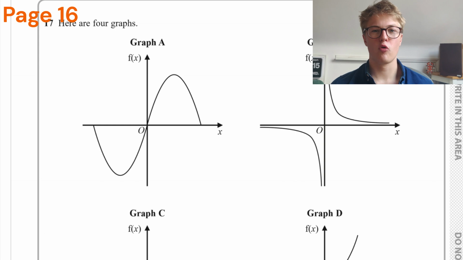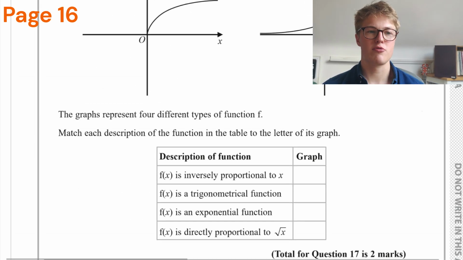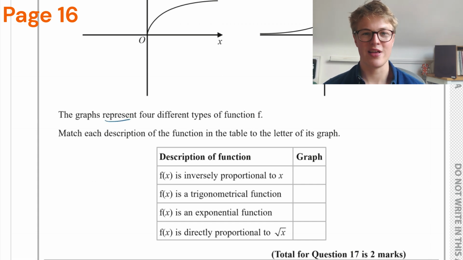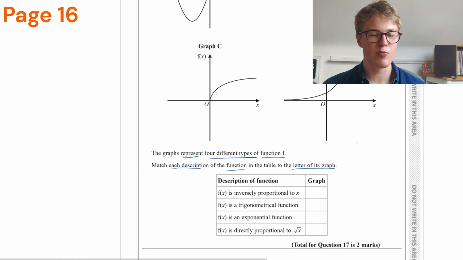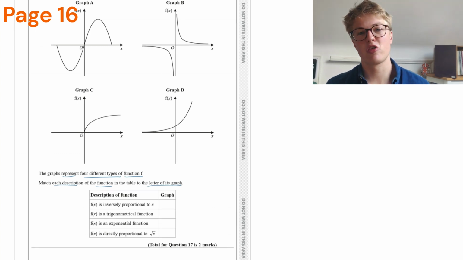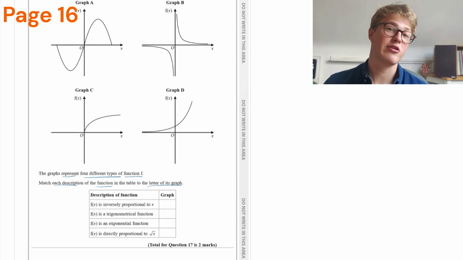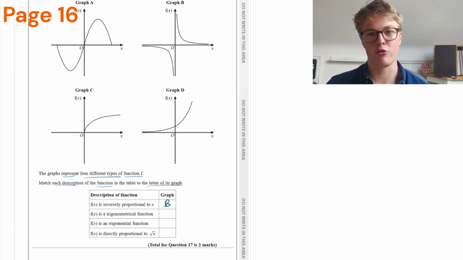Here are 4 graphs. The graphs represent 4 different types of function f. Match each description of the function in the table to the letter of its graph. f(x) is inversely proportional to x. So this is B, because as you can see, when we have very small values of positive x, we get very large values for y, and when we have very small values of negative x, we get very large negative values of y, and as x increases in the positive direction, we get a smaller y value, and as x increases in the negative direction, we get small values of y, which suggests that it is inversely proportional to x.